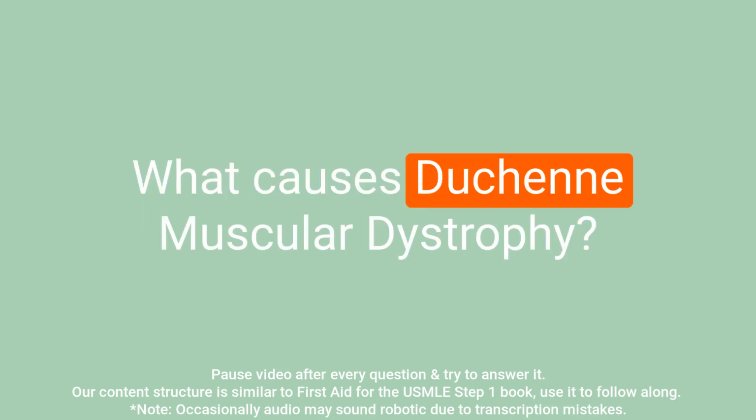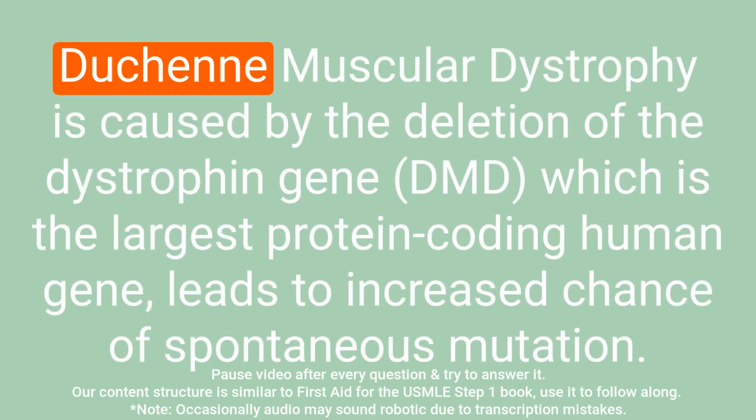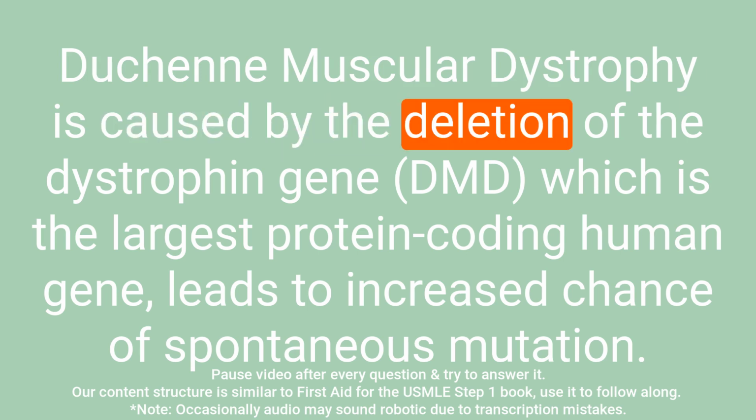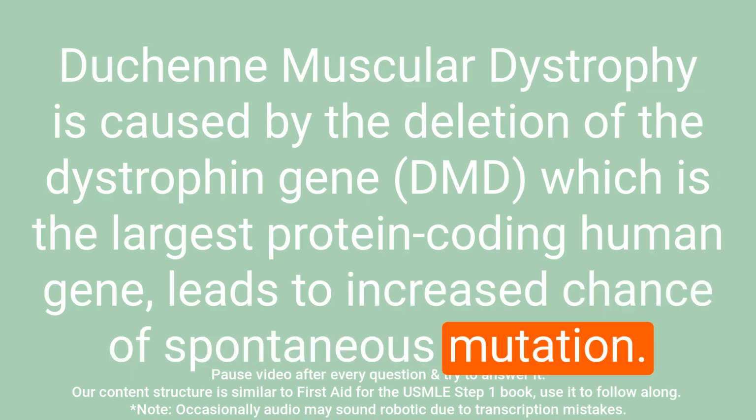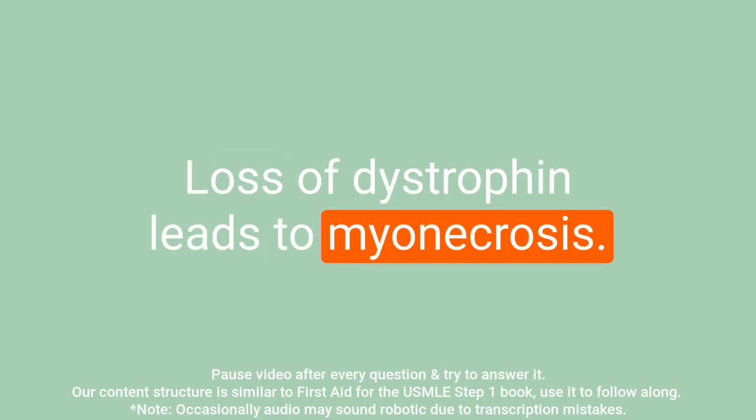Question: What causes Duchenne Muscular Dystrophy? Answer: Duchenne Muscular Dystrophy is caused by the deletion of the dystrophin gene, which is the largest protein-coding human gene, leads to increased chance of spontaneous mutation. Loss of dystrophin leads to myonecrosis.